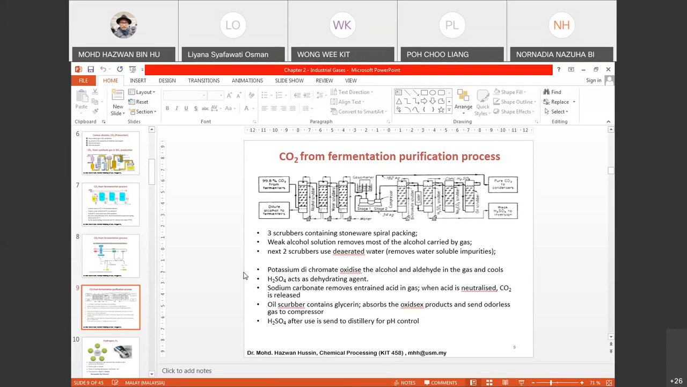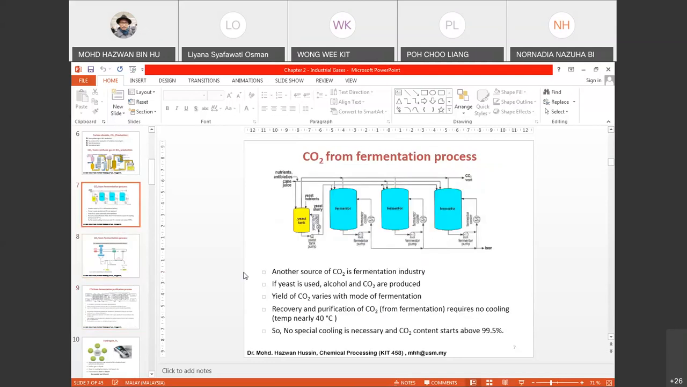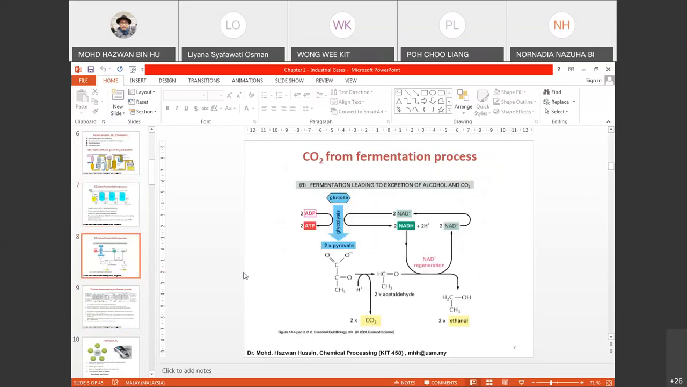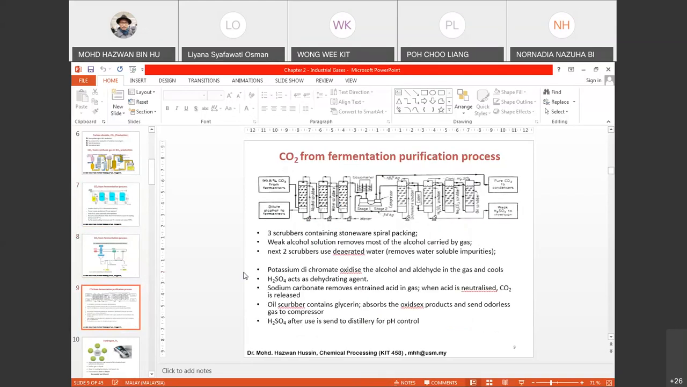As I said, the first process for the production of CO2 comes from the fermentation process. You know that CO2 is produced in beer or beverage industries as a side product. So this is the process. Make sure you know the flow diagram, the biochemistry reaction behind it, and the purification process. The purification process installs around 6 to 7 scrubbers: the alcohol scrubber, water scrubber, bichromate scrubber, sulfuric acid scrubber, sodium carbonate scrubber, and finally the oil scrubber. So remember this.